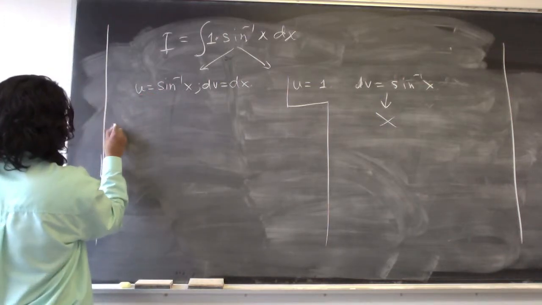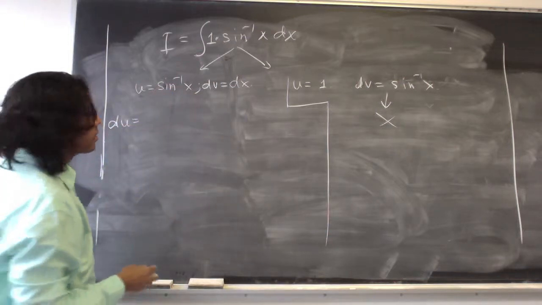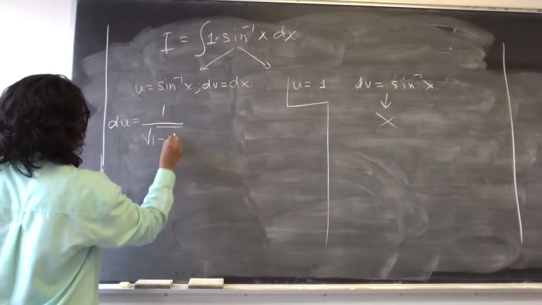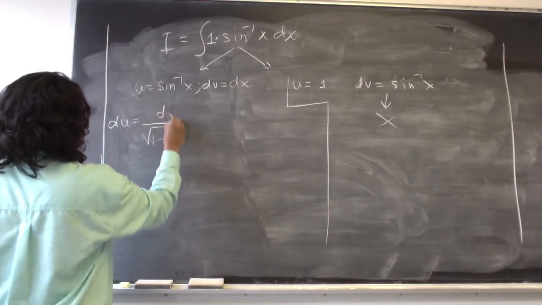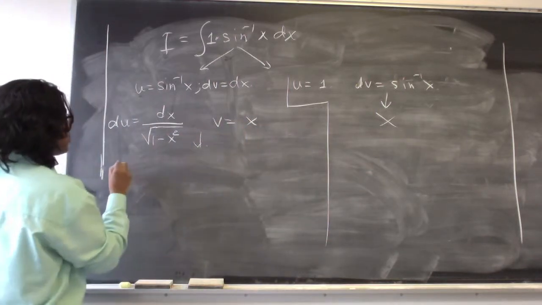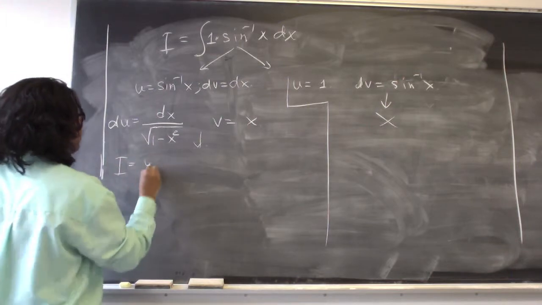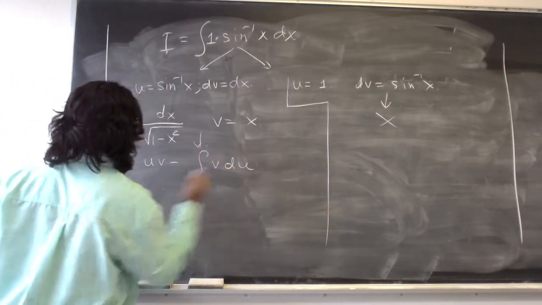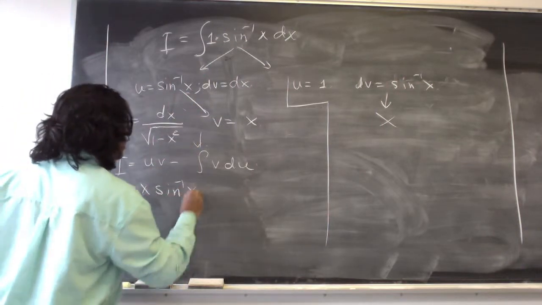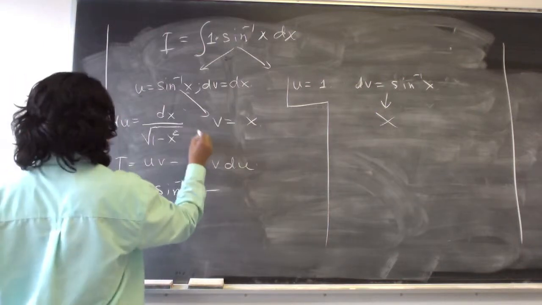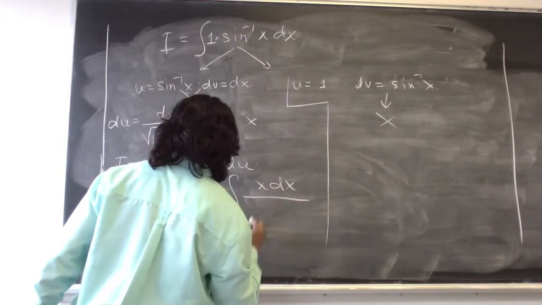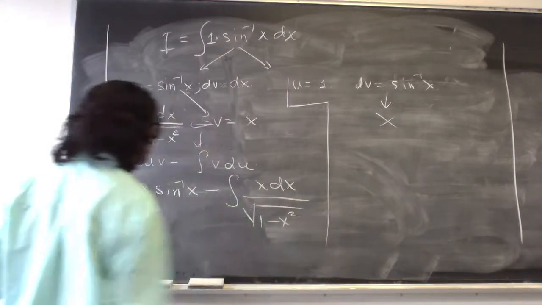So you have du, the derivative of the inverse sine function, is 1 divided by square root of 1 minus x squared dx, right? And v becomes x. So if you follow this, you get the integral as uv minus the integral of v du, which in this case is x times sine inverse of x minus the integral of x dx divided by square root of 1 minus x squared.